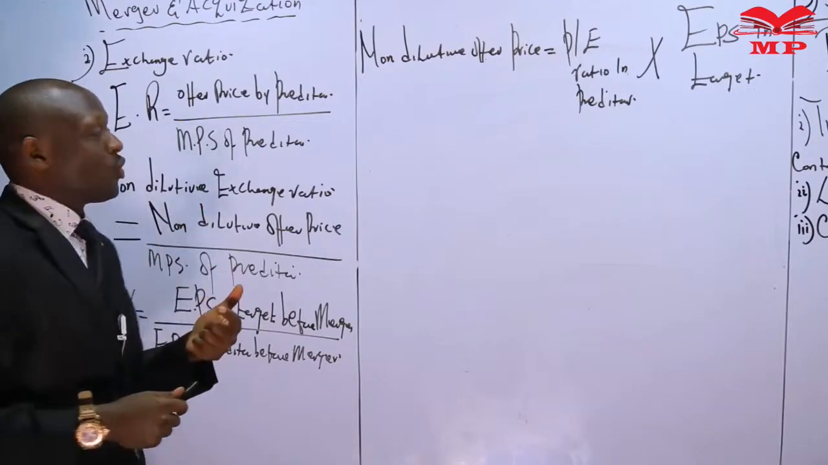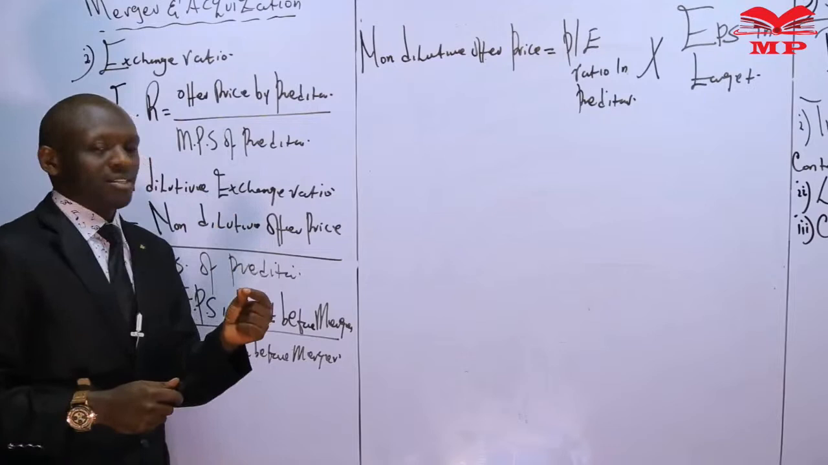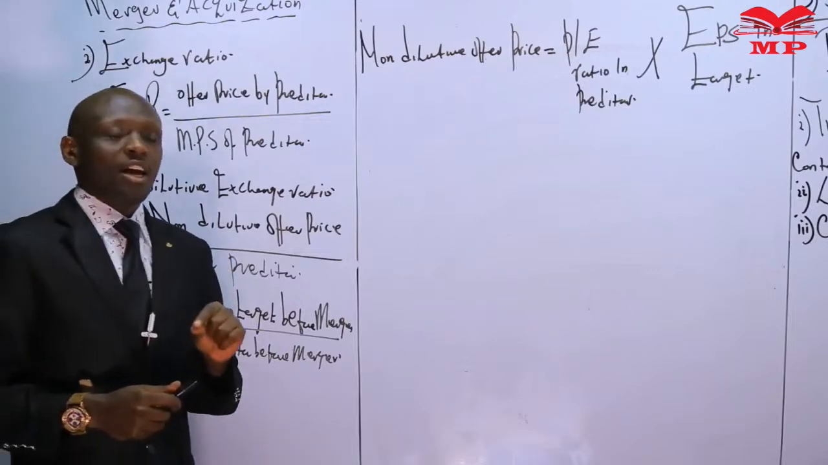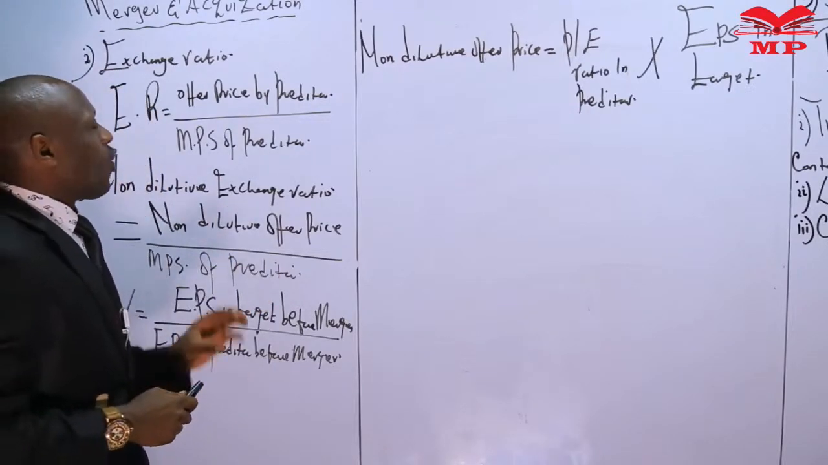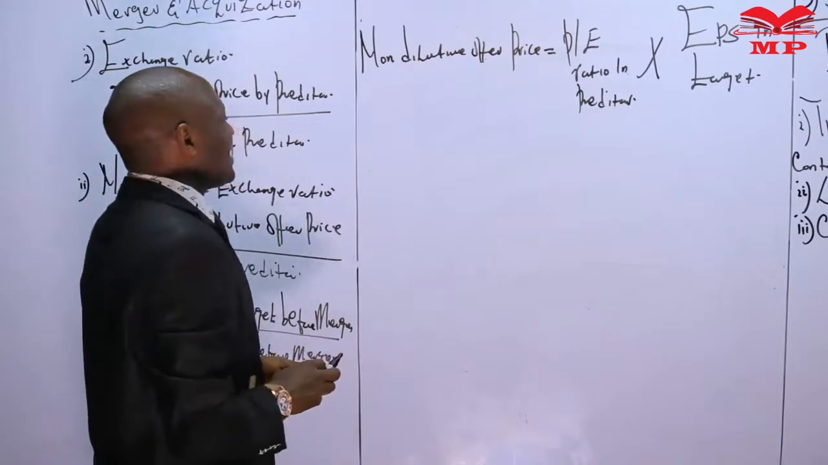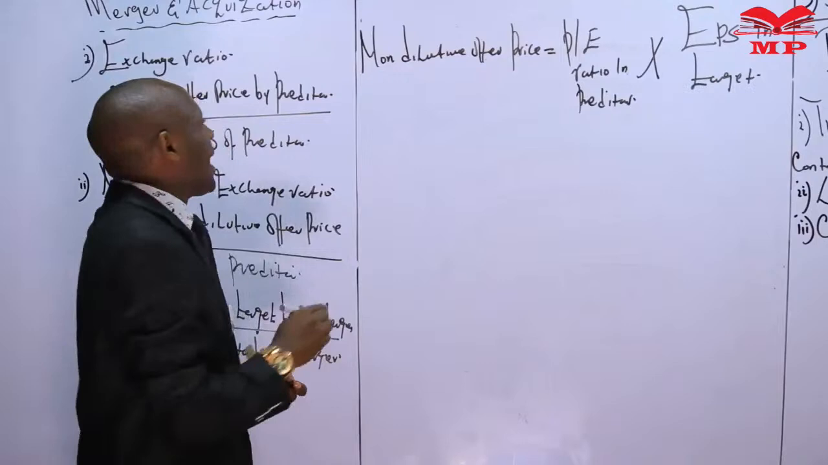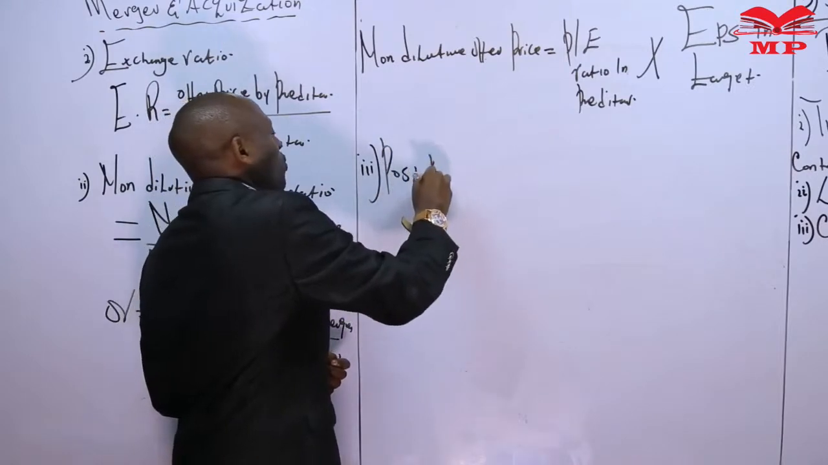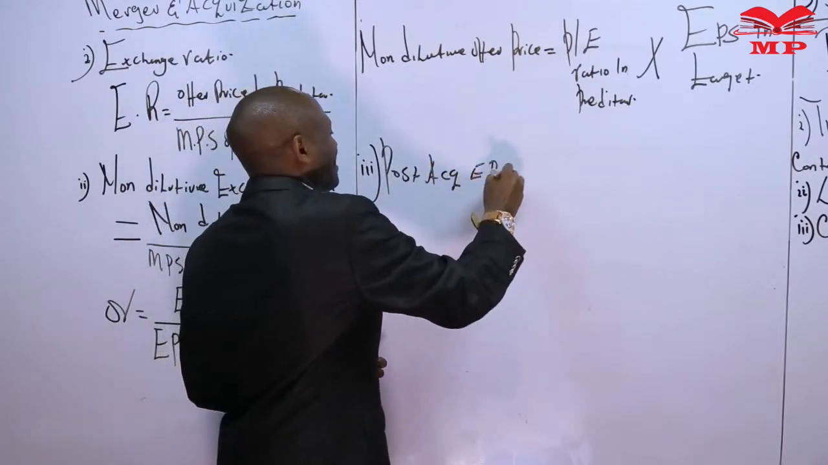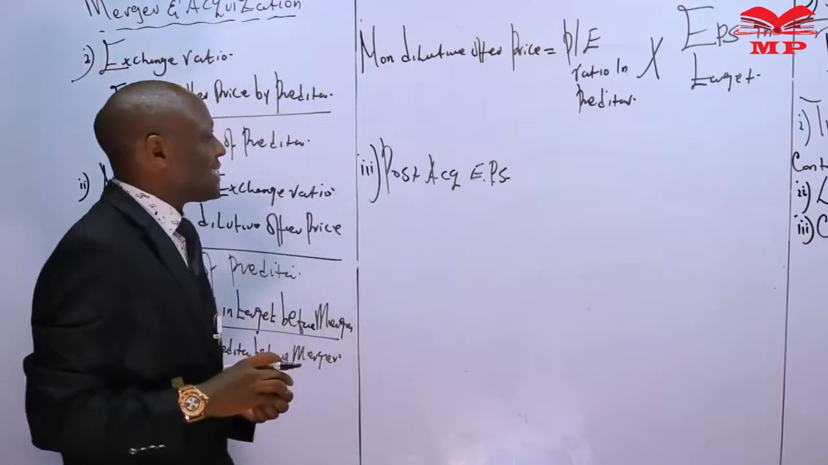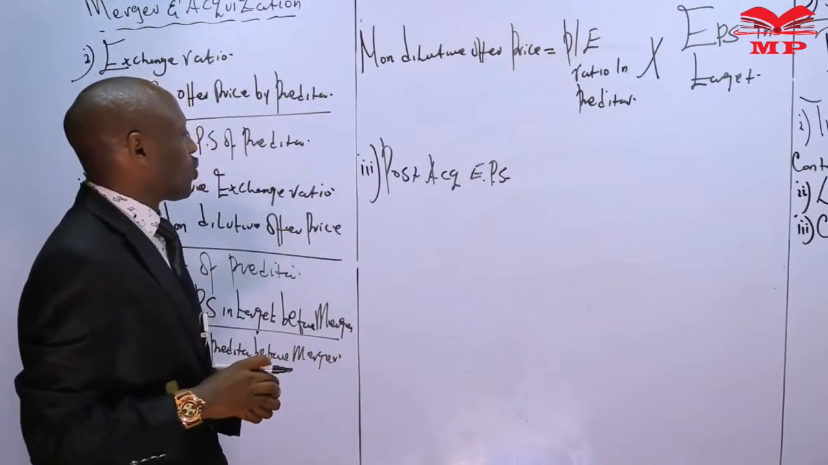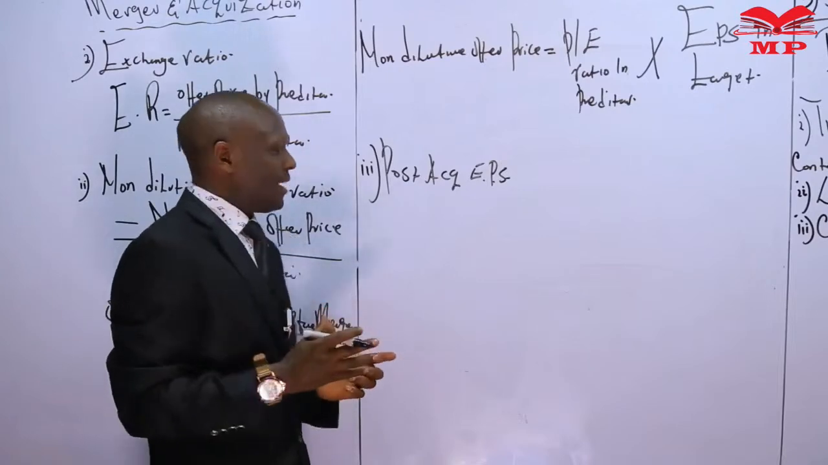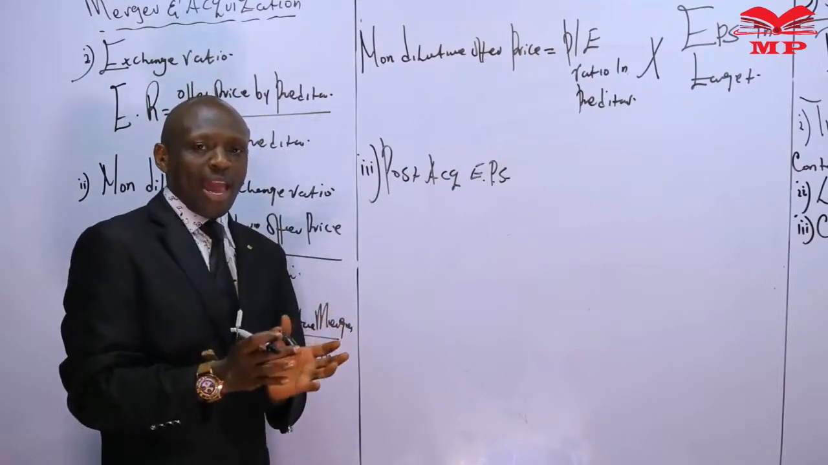And this is an exchange ratio that guarantees the shareholders in both companies an EPS equivalent to what they were earning before the merger and acquisition. Now, this EPS we are talking about is the EPS after merger and acquisition, which is known as, number three, the post-acquisition EPS. So how do we get that EPS? After the two firms have come together, they will form a completely new entity.